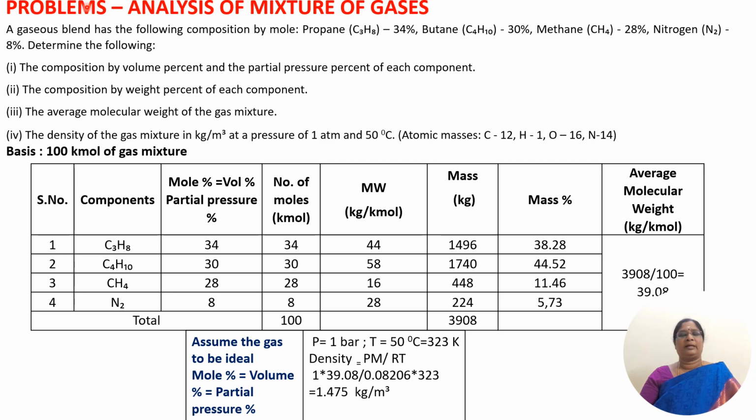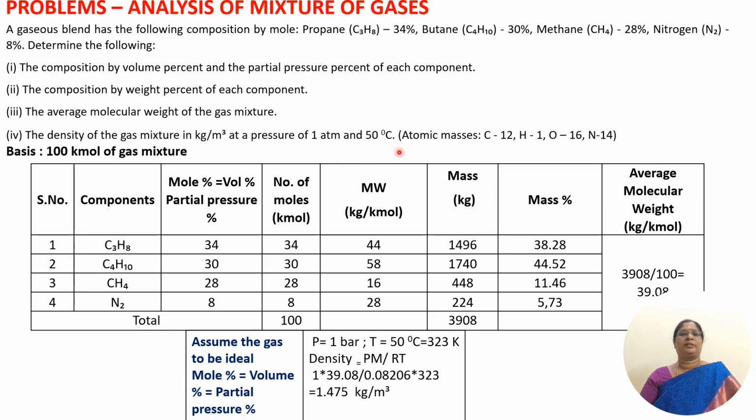Similar problem in analysis of mixture of gases. A gaseous blend has the following composition by mole percentage. In the previous problem we discussed composition based on mass percentage. This problem we will be discussing based on composition by mole percentage. Propane 34%, butane 30%, methane 28%, nitrogen 8%. And we have to determine the volume percent, partial pressure percent, mass percent, average molecular weight and the density of the mixture at 1 atm and 50 degrees Celsius.